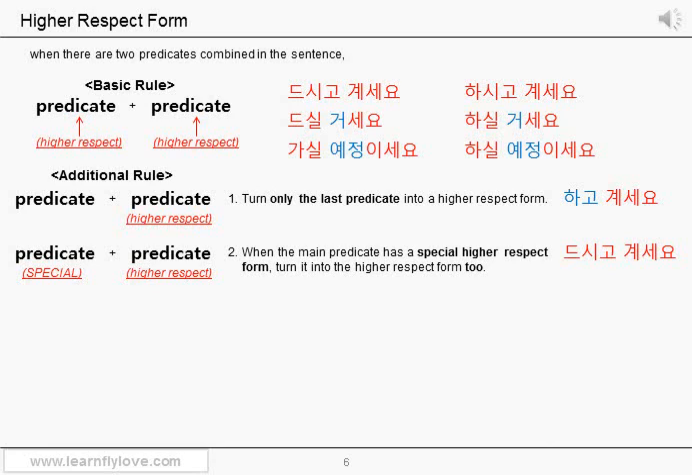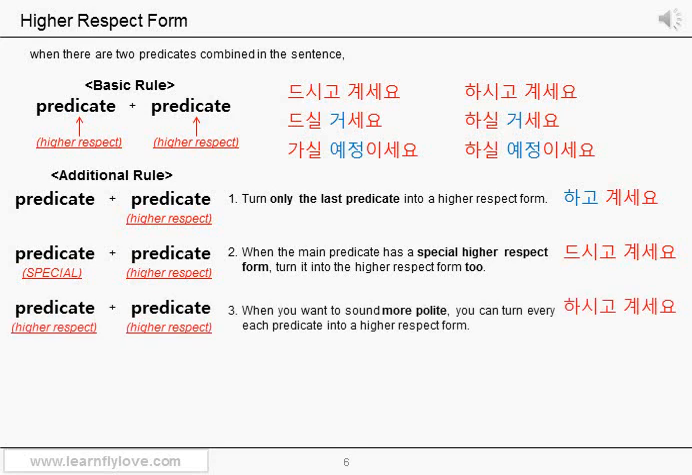Third, when you want to sound even more polite, you can turn an average predicate into a higher respect form. This is the same as the first basic rule, right? There's no harm in sounding very polite in most cases. Even being overly polite would be appreciated anywhere.